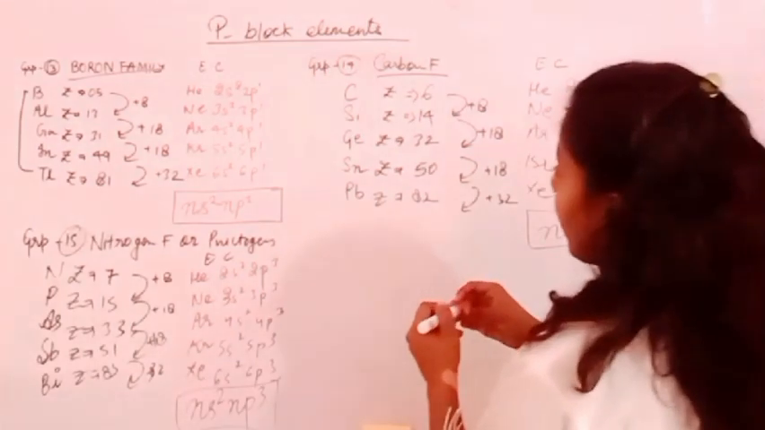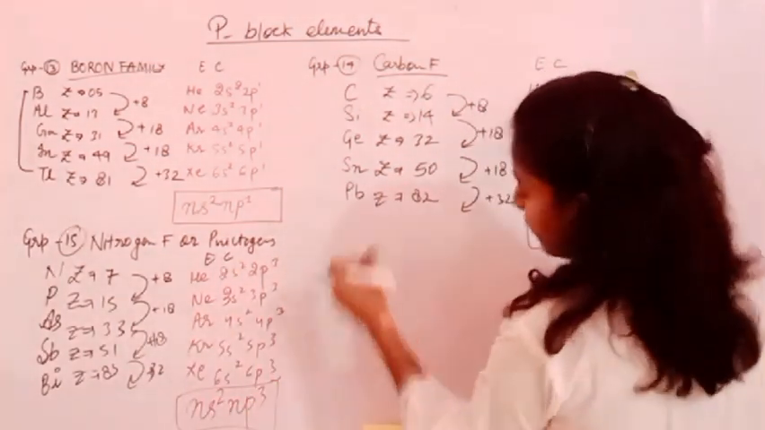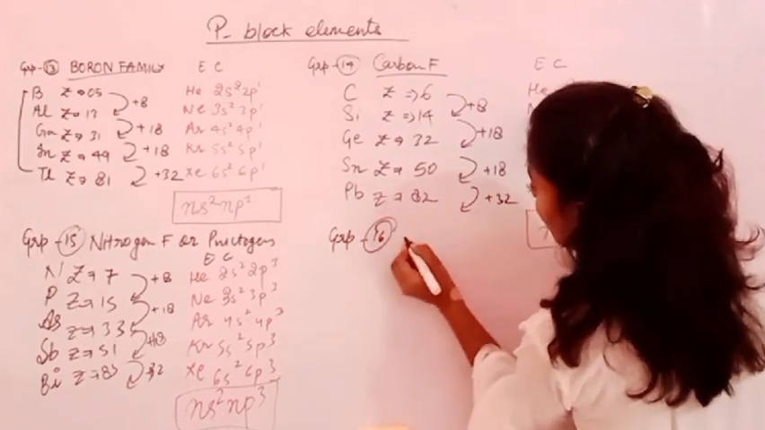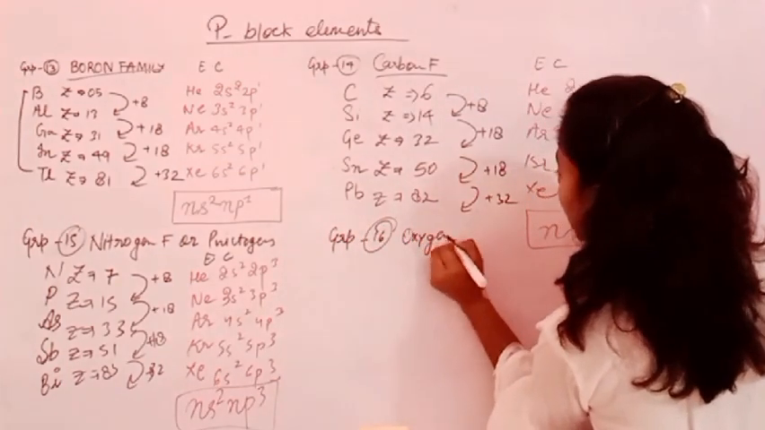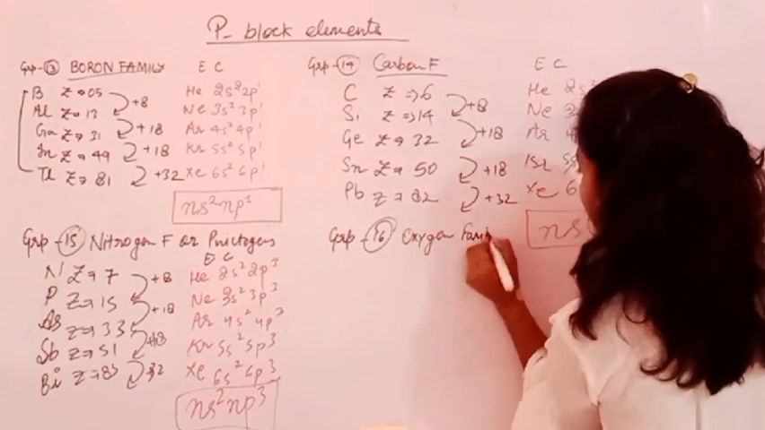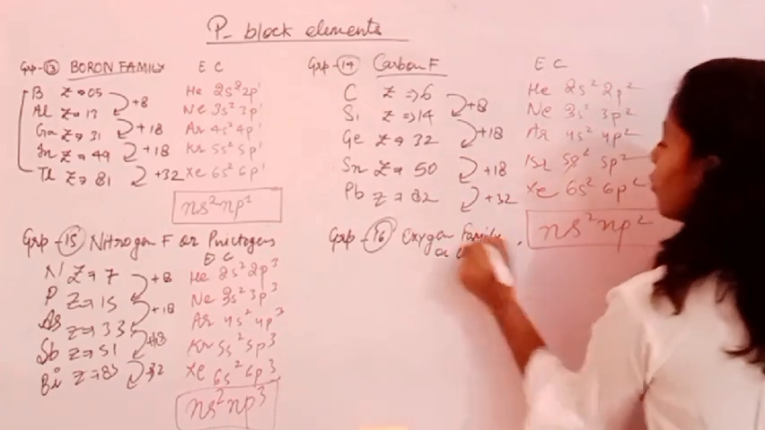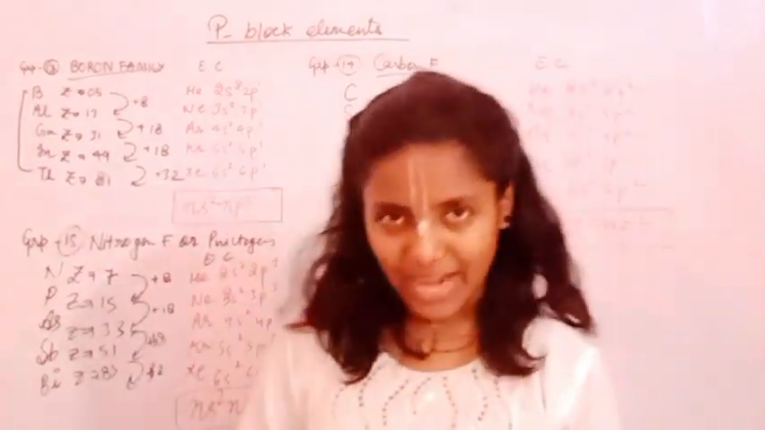Talking about group number 16, that is the oxygen family, also well known as the chalcogens.